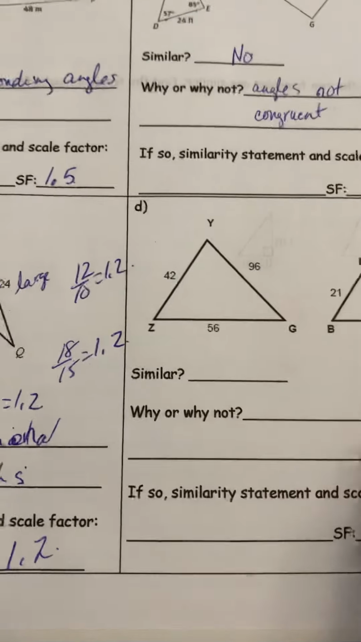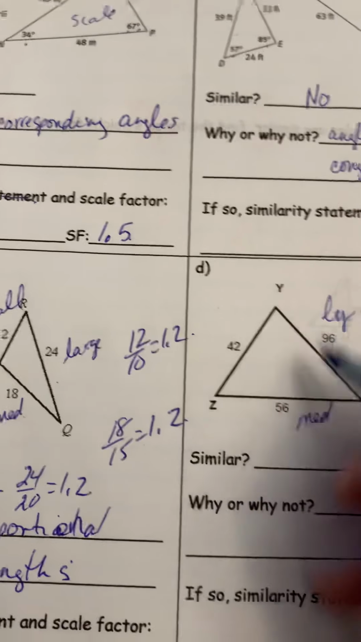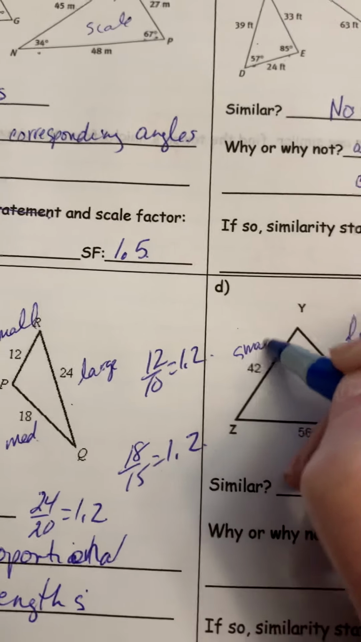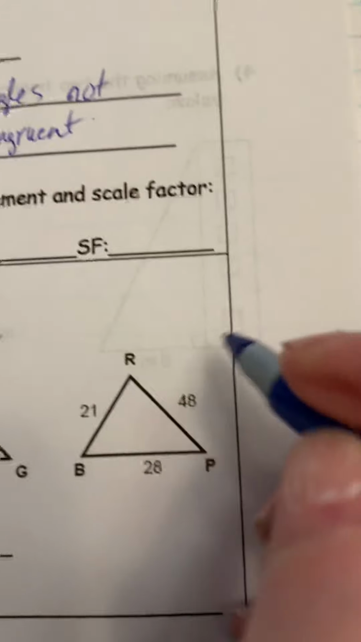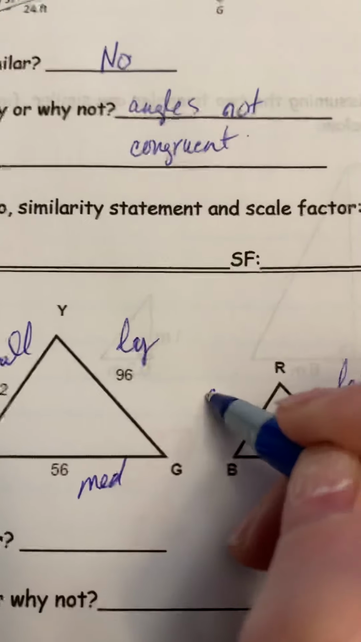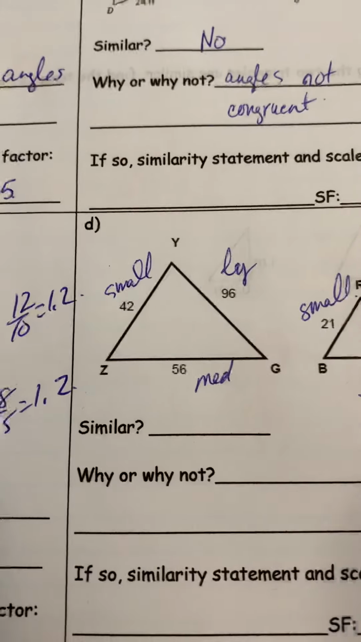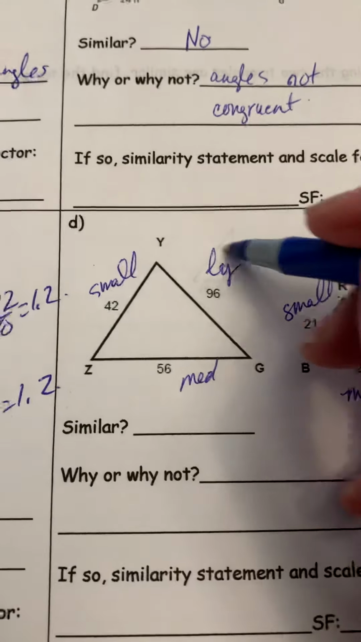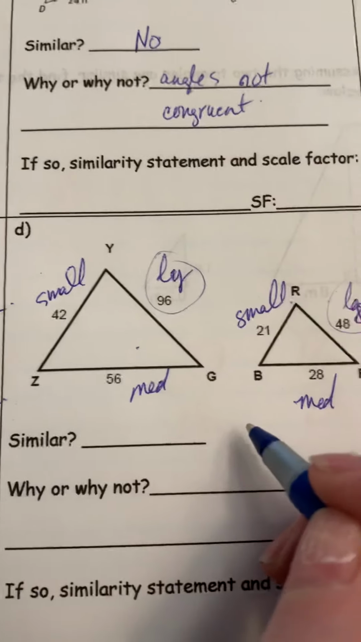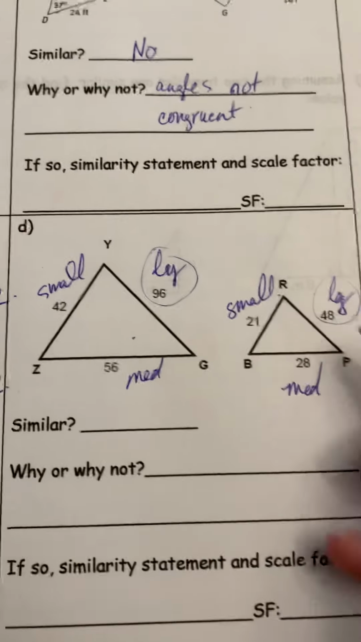Okay, here we go. Same thing. I'm going to start with my large, medium, small. And over here, this is my large. This is my medium. This is my small. Okay, so we're going to compare matching corresponding sides. I always put the bigger number on top, okay? But it should work the other way, and so let's prove it this time.